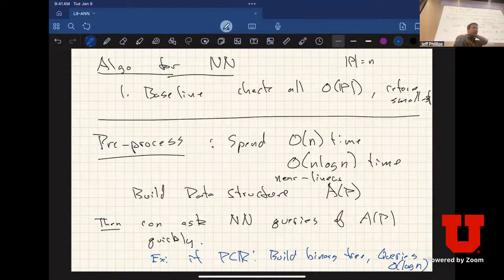All right, so I would like to do something like this. How long does it take to build the binary tree? I probably need to at least sort the data. So something like n log n time, okay? And the space is linear in the size of the data set.